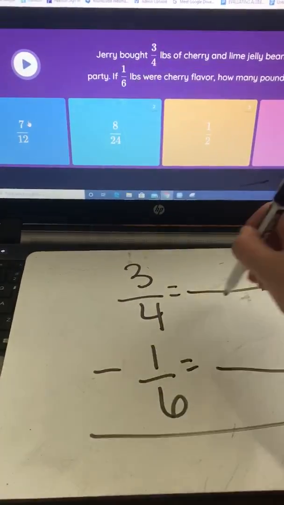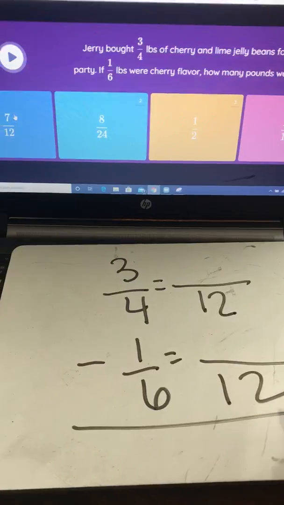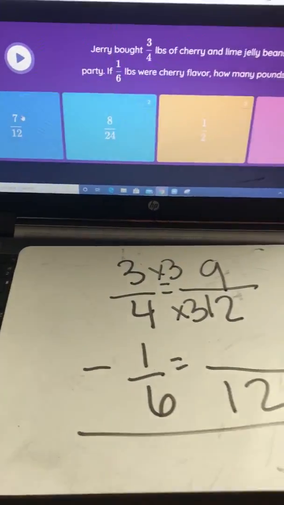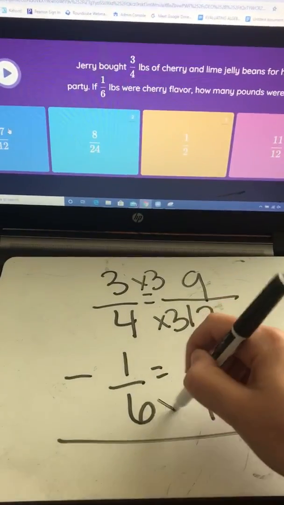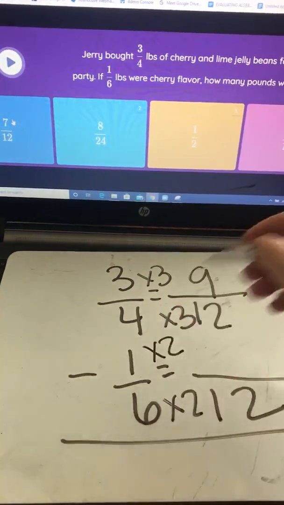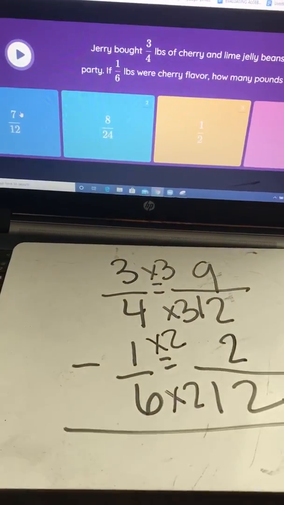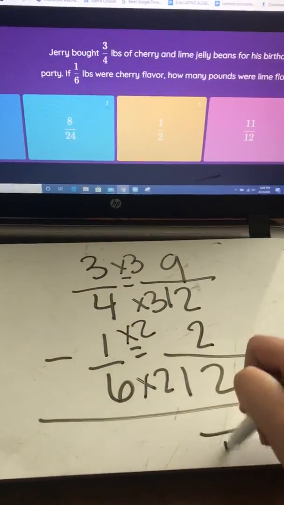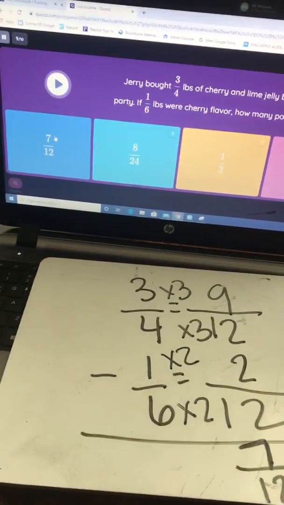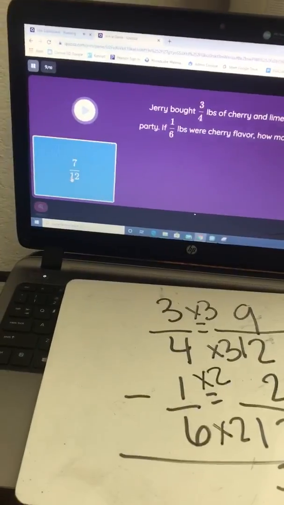Find common denominators. I'm going to use 12. 4 times 3 is 12, so do that to my numerator. 3/4 is equivalent to 9/12. On the bottom, 6 times 2 is 12, so do that to my numerator. 1/6 is equivalent to 2/12. Keep my denominator the same, and 9 minus 2 is 7. So the lime flavor is 7/12.